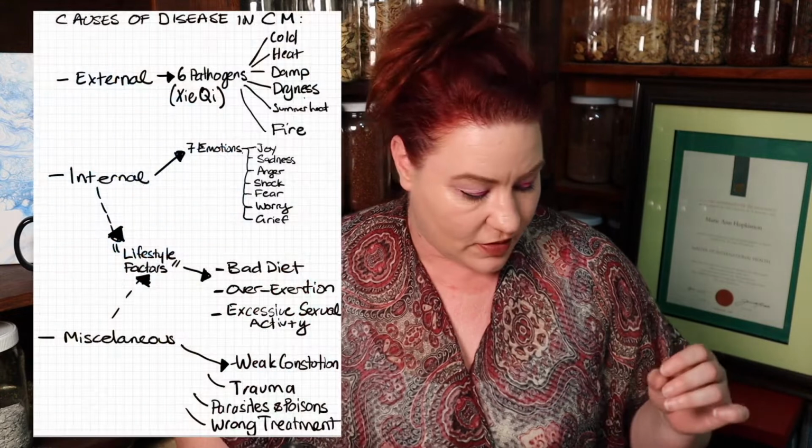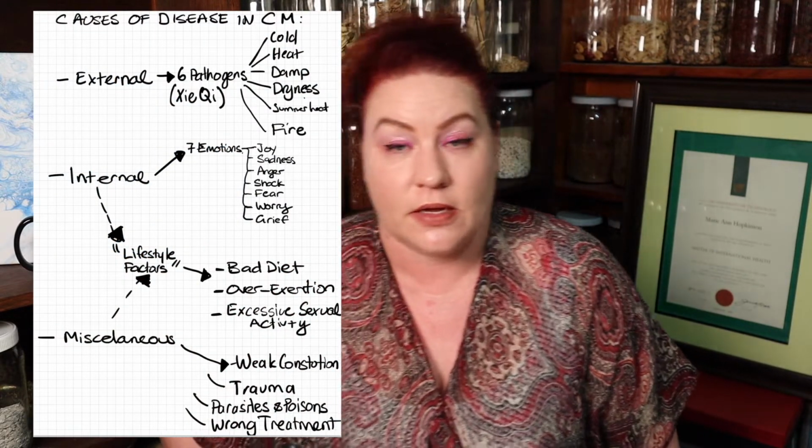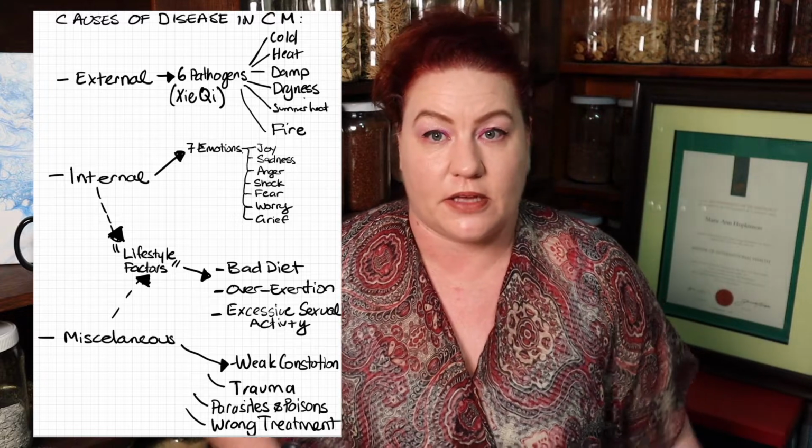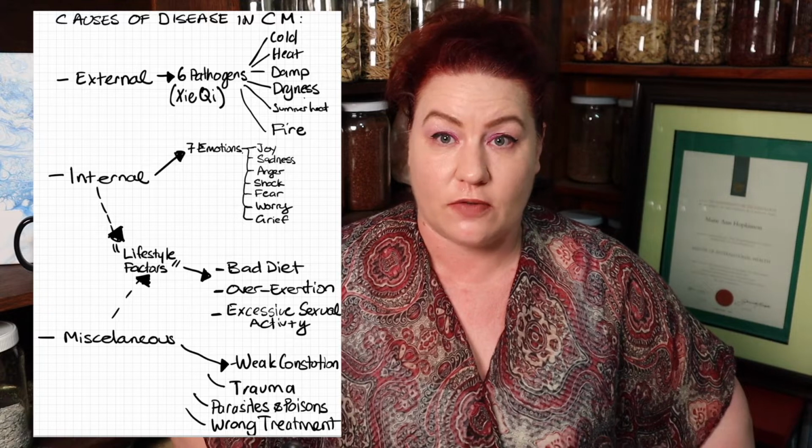Now, in my copy of the Giovanni book, in the internal causes, he only puts the emotions, and he puts the diet and the lifestyle factors of overexertion and excessive sexual activity into the miscellaneous. Yeah, but as I said, I've seen them in other texts represented in different ways. So I hope this video has been useful and helpful to you, not too long-winded and crazy long.